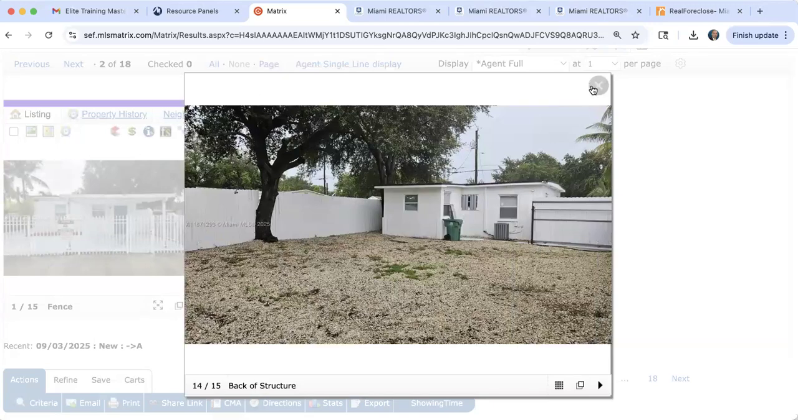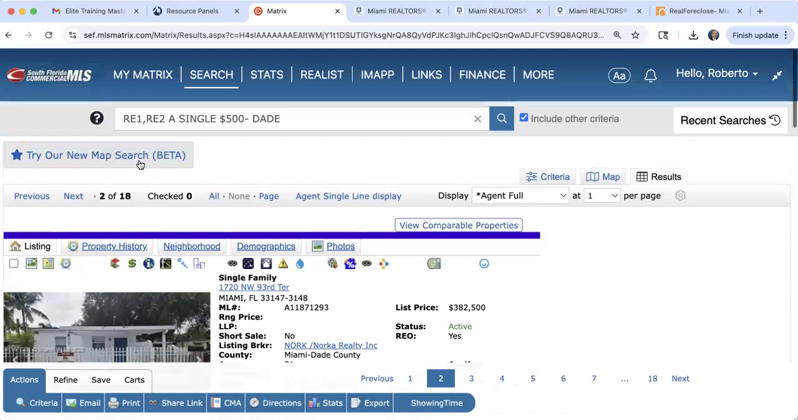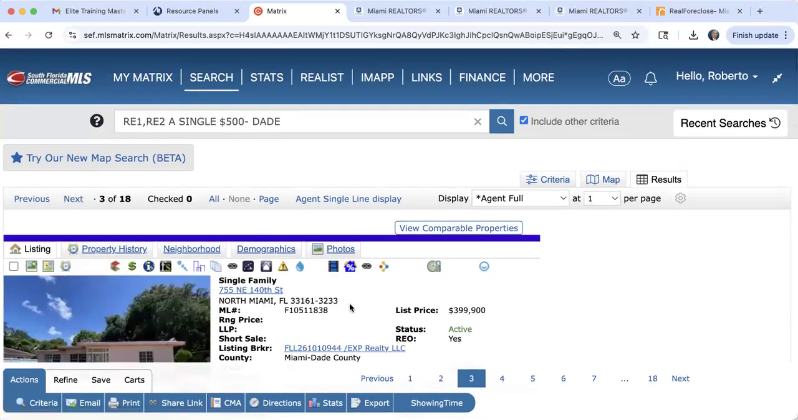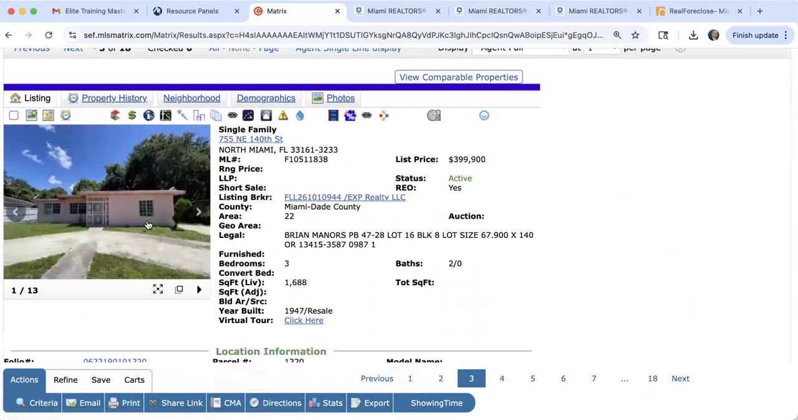So this is not a quick fix and flip. So then we move on to the next property. All right. Here we have $399,000. It is a larger home. It's a 3 bedroom, 2 bathroom in North Miami.